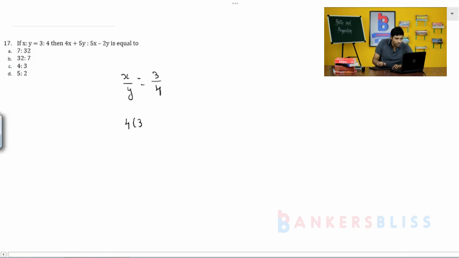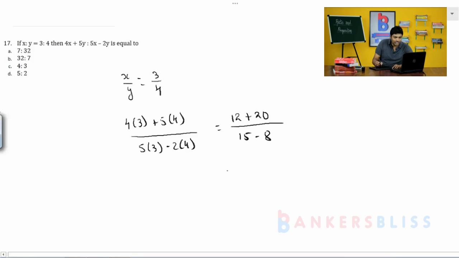Therefore, 4 into 3 for 4x plus 5 into 4 for 5y, divided by 5 into 3 for 5x minus 2 into 4 for 2y. Now, 4 3s are 12 plus 5 4s are 20, divided by 5 3s are 15 minus 8, which is equal to 32 divided by 7. This 32 divided by 7 cannot be further reduced. So, 32 is to 7 is the final answer. So, option B is the right answer. You simply substitute the values into the given notations, and you are going to get the answer.